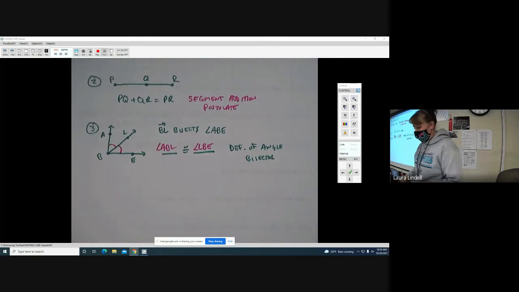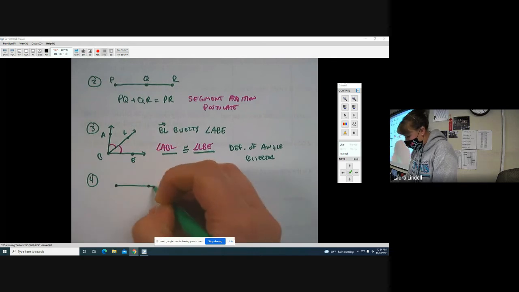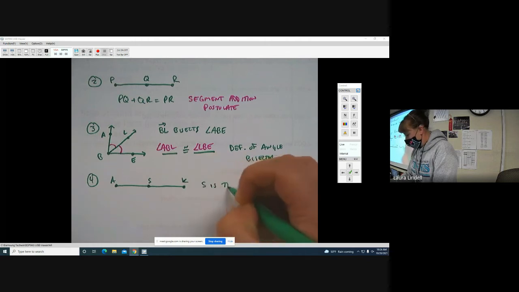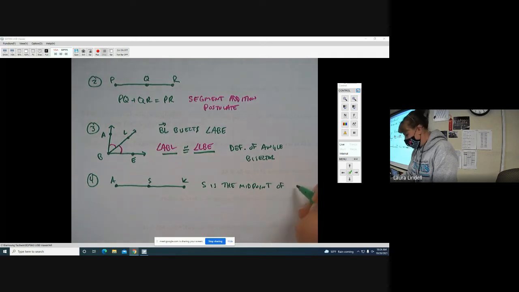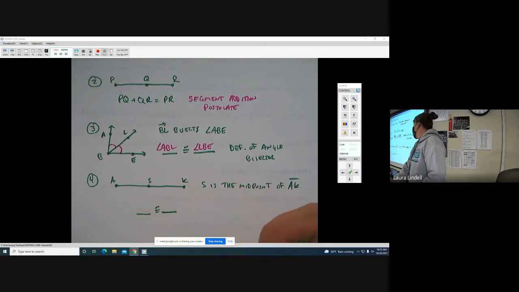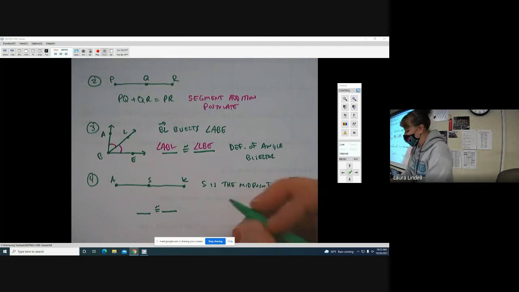All right, and then one more before we start looking at homework problems. This time we've got a segment, and we are told S is the midpoint of AK. When we see words like midpoint or bisect, that's a huge red flag that we're going to be using the definition of bisector or the definition of midpoint.